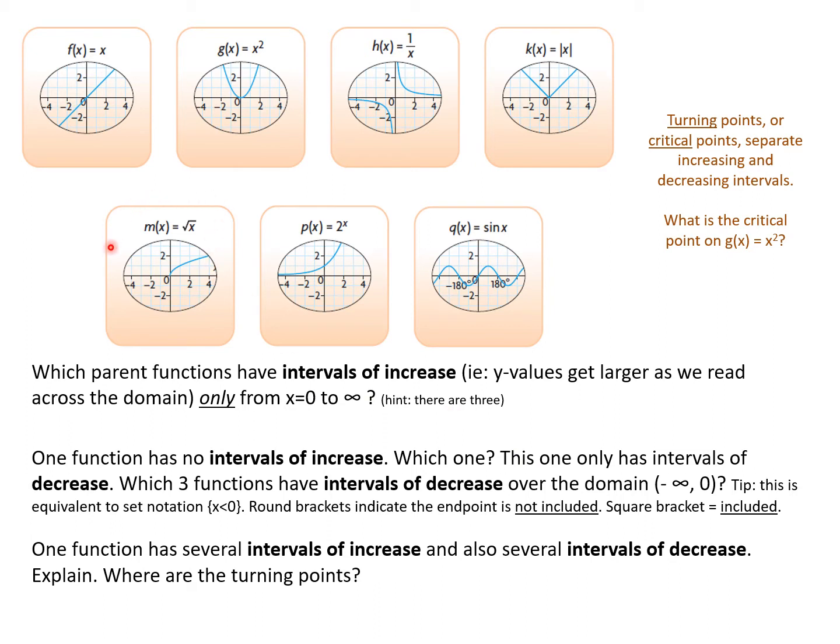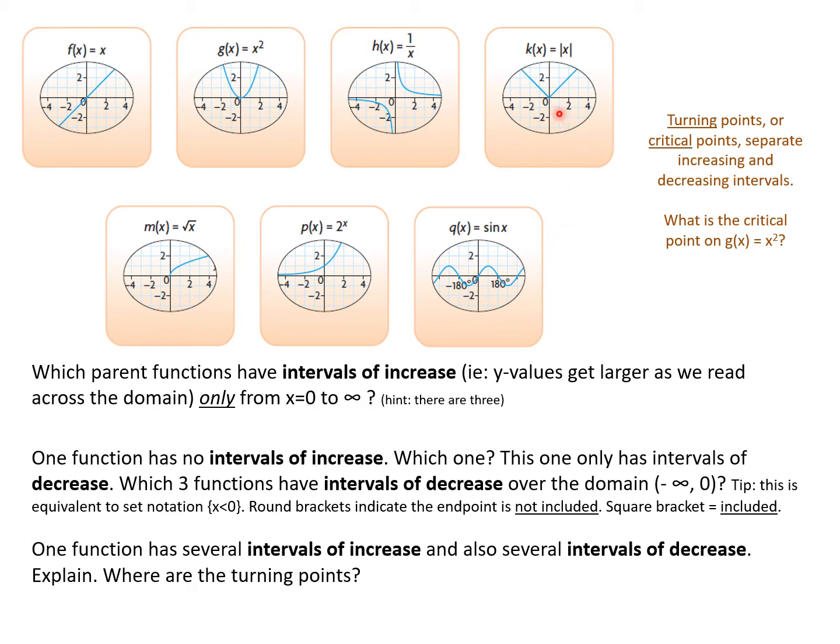We've got one of them. This one is increasing from x equals 0 until x equals infinity. Can you identify the other 2? One of them is here. Our parabola, quadratic function, when we've got our turning point, it's increasing from 0 on, right? On the other side, it's decreasing, but there's an interval of increase right here. So y equals x squared, or g of x equals x squared, also has this same property. It has an interval of increase from 0 to infinity. And there's one more.